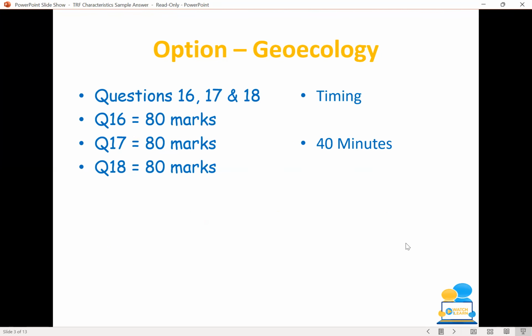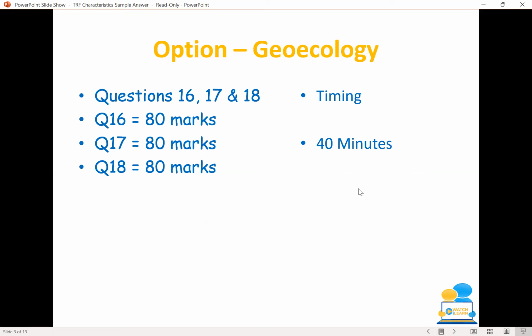So as I said, the section that we're focusing in on is our geocology section, our options section. And we're focusing in on questions 16, 17, and 18. So again, it's important that you know that that's the section that you're going to have to go to in terms of looking at that question, because sometimes you can waste time by not knowing what section or where you're supposed to be going to, but you know that you've got to go to questions 16, 17, 18 when it comes to your geocology section. So it's important to have that in your heads before you go into the exam.